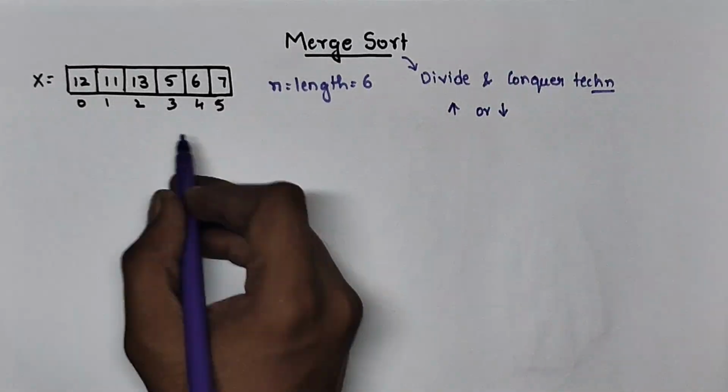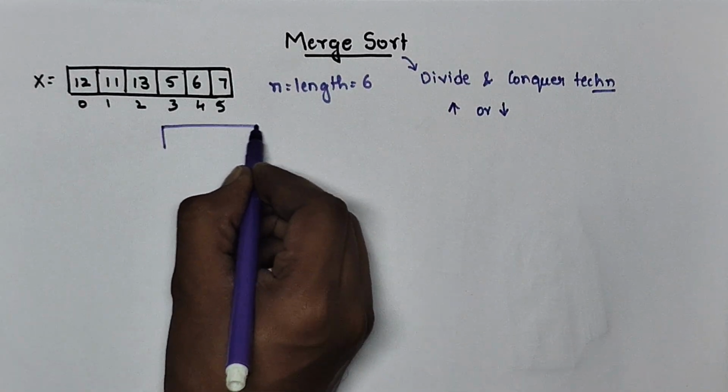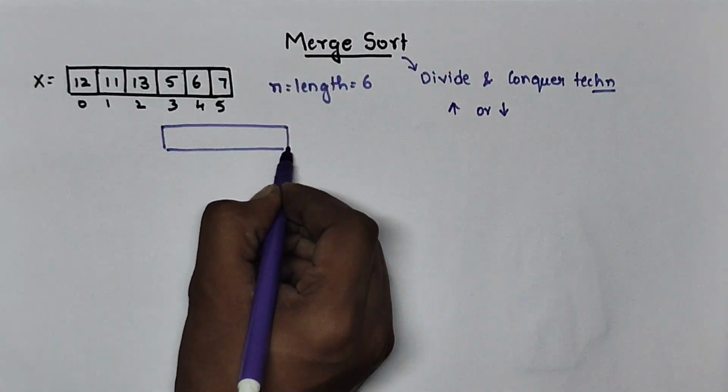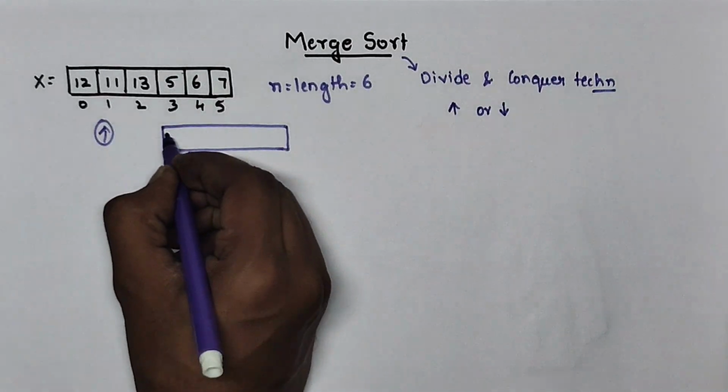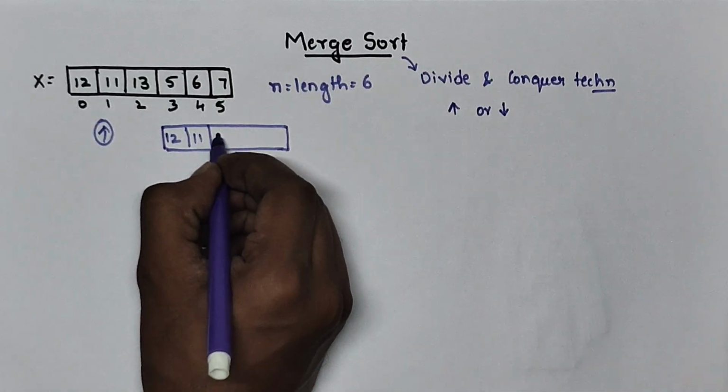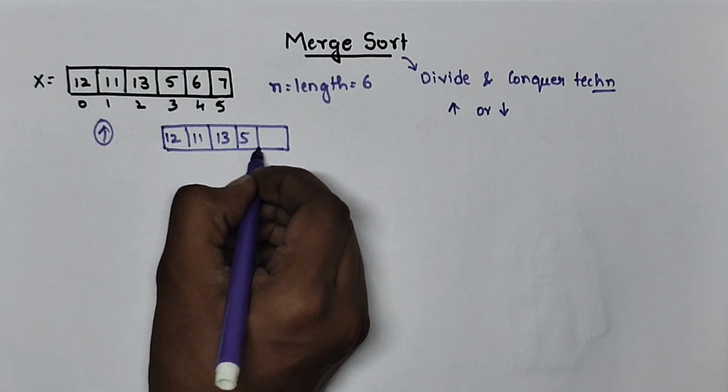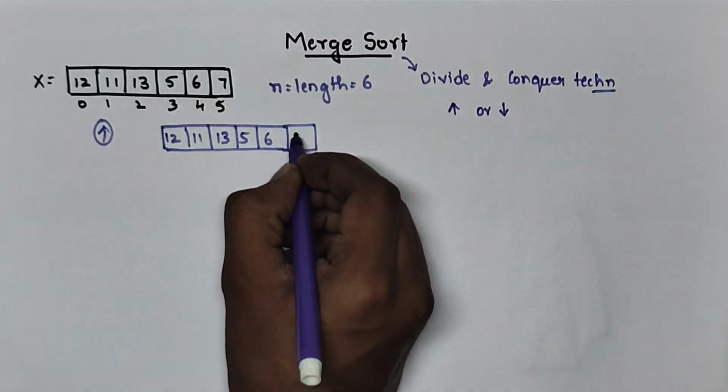Now I will be taking the same list of elements here. So now let's start with increasing order, that is the ascending order. 12, 11, 13, 5, 6 and 7.